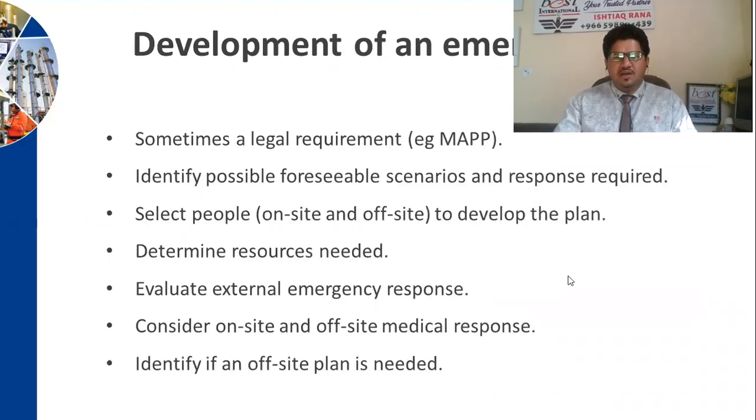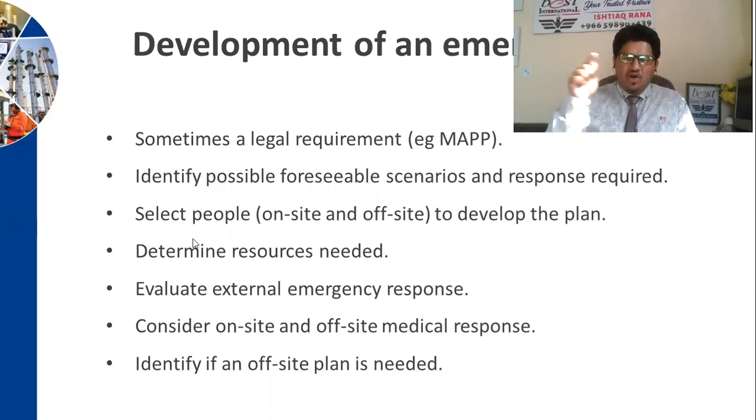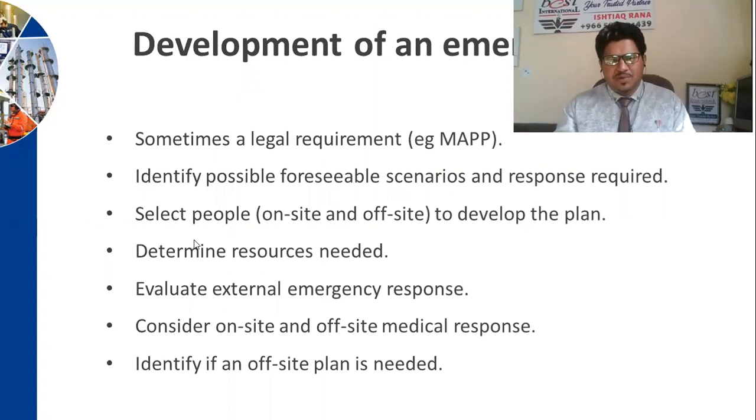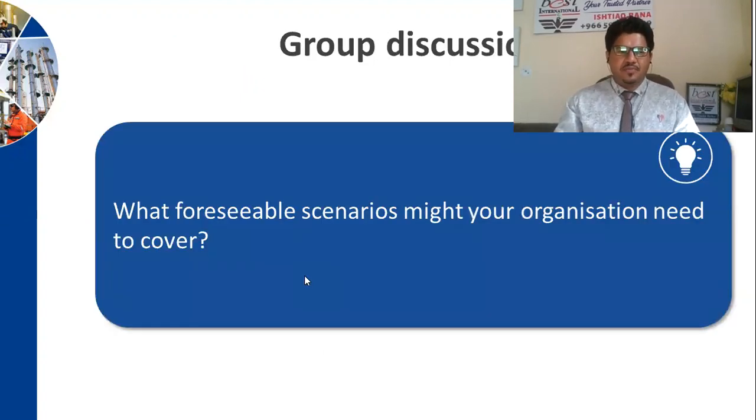Now, how are we going to develop an emergency plan? What are the key points? Remember, first of all, it's a legal requirement. Identify possible foreseeable scenarios and the response required. Select people on-site and off-site to develop the plan and determine resources needed. Evaluate external emergency response and consider on-site and off-site medical response even. Identify if an off-site plan is needed.